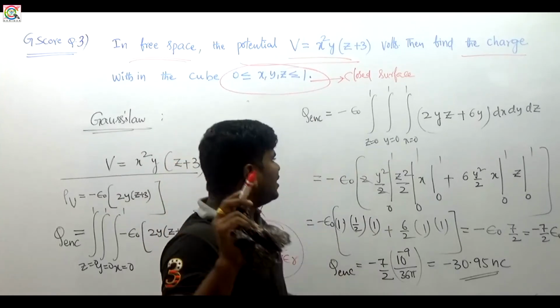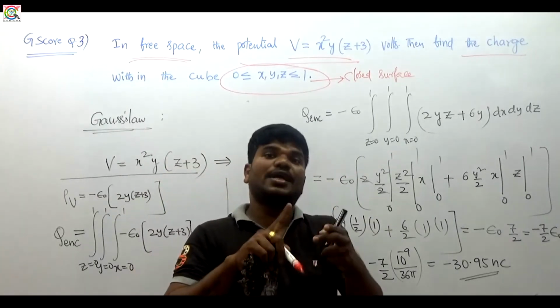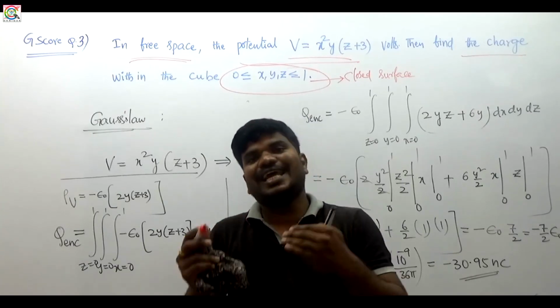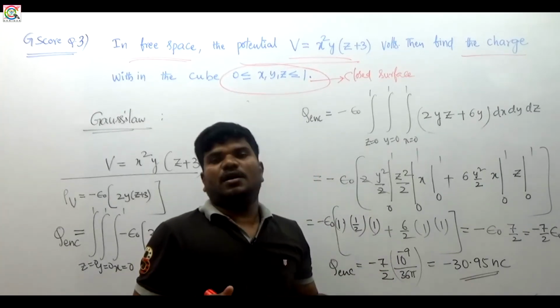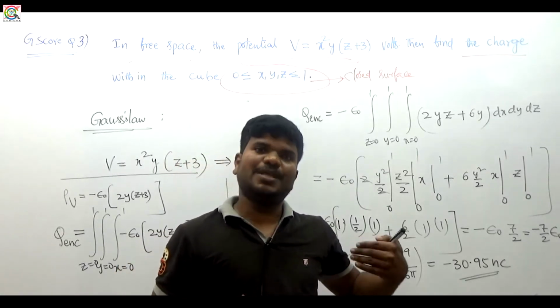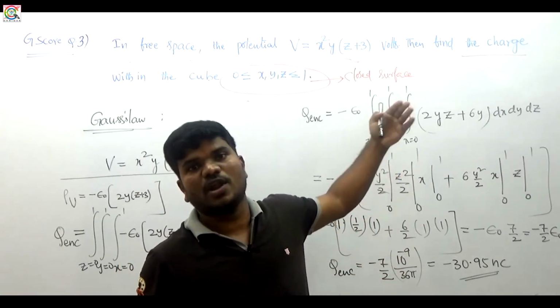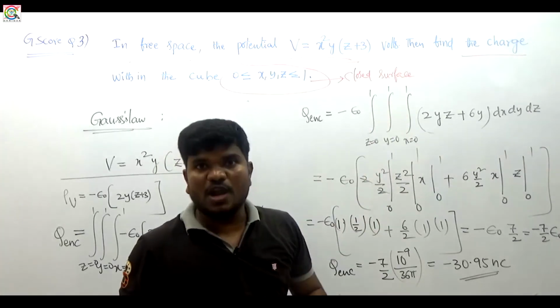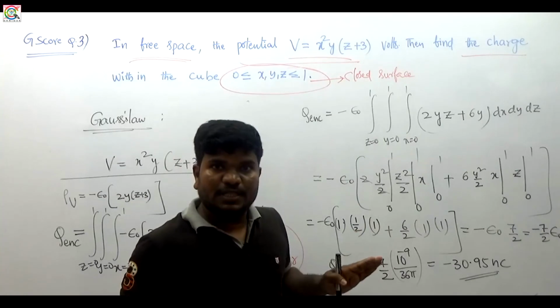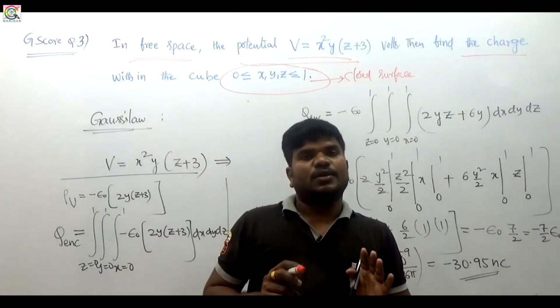One more important thing you must observe is how to get the electric field intensity from the potential, right? The negative potential gradient is nothing but the electric field intensity. From that you will get electric flux density. From that you can also find the volume charge density. Finally, you will get the charge enclosed within that closed surface, right?